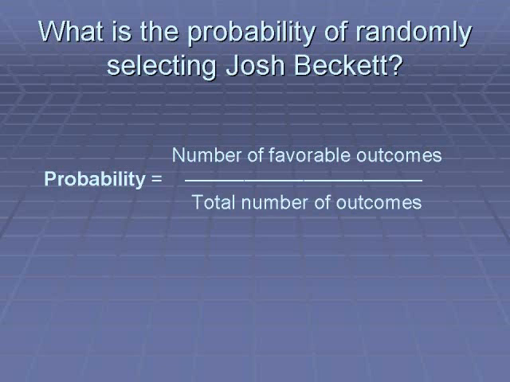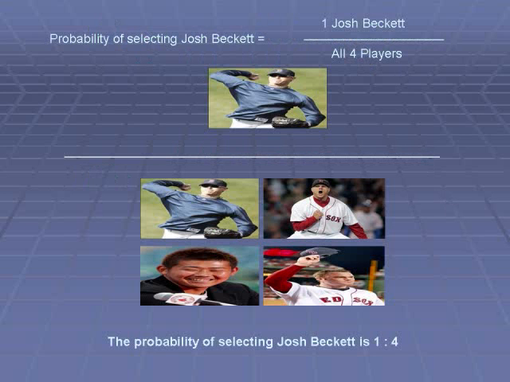Okay? Notice that probability is a fraction, right? And in the numerator, it's the number of favorable outcomes. And in the denominator, it says the total number of outcomes. Let me show you what this looks like. Again, the probability of selecting Josh Beckett would then be, there's one Josh Beckett, that's what we want, over all 4 players. Now notice how Josh Beckett is also in the denominator. So the probability of selecting Josh Beckett would be 1 to 4. So there's a 1 in 4 chance of getting Josh Beckett.